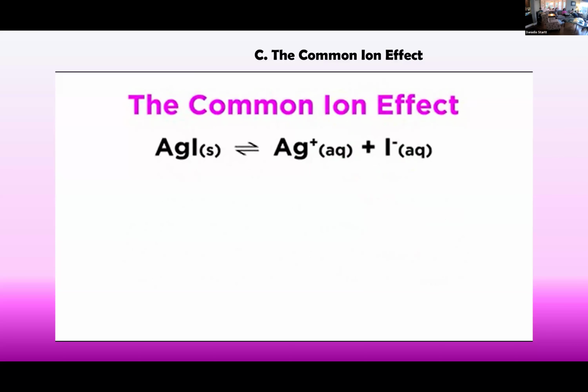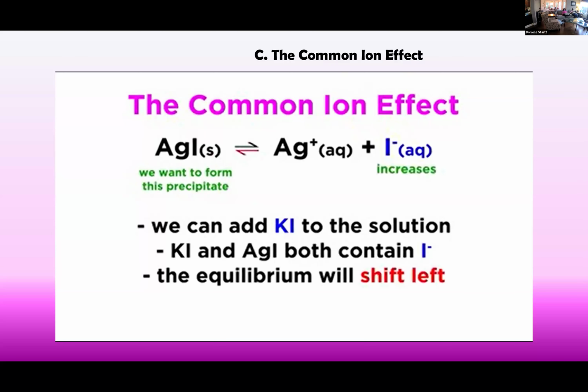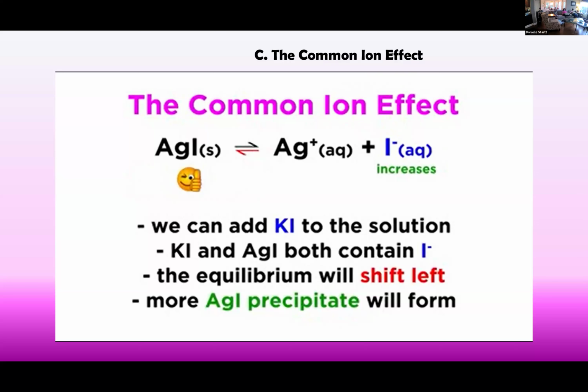Let's now look at an equilibrium between, say, silver iodide and the aqueous silver and iodide ions. If we are interested in forming a silver iodide precipitate, one way we can do this is to add some potassium iodide. Potassium iodide shares a common ion with silver iodide, that being the iodide ion. If there is more iodide ion in solution, that will affect the equilibrium and it will shift left to use up the excess iodide ions. If the equilibrium shifts left, that means more silver iodide precipitate will form. So this is a method of promoting precipitation.